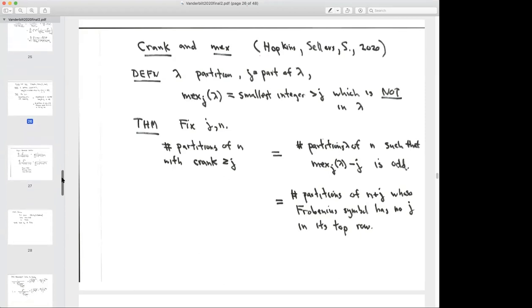Okay, that's the end of the first part of today's talk. Any questions about the ranks and the cranks?